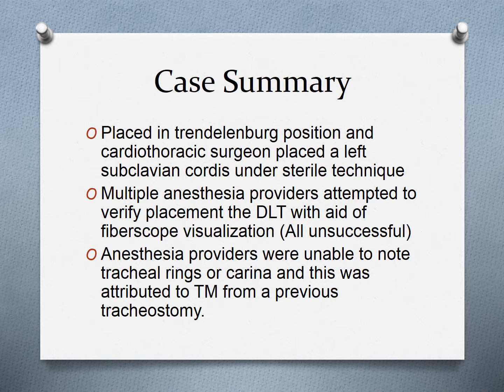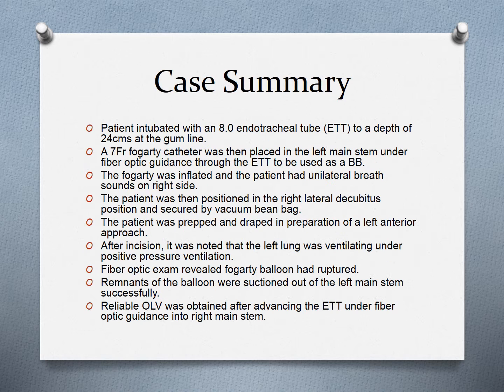The carina could not be visualized with the left and right side, and no tracheal rings were observed. Because of this, it was unclear to the anesthesia provider if they were in the right or the left main stems. Anesthesia providers intubated with an 8.0 endotracheal tube to a depth of 24 centimeters at the gum line.